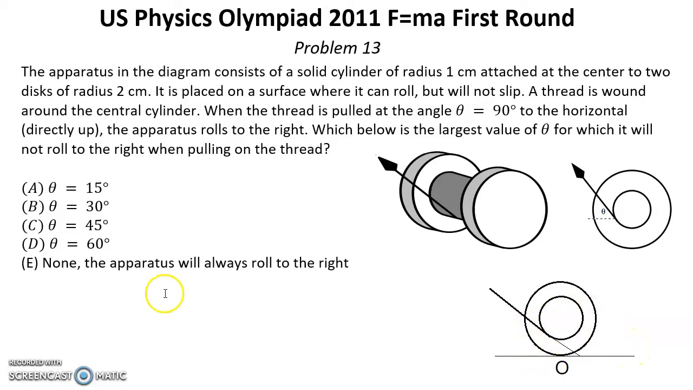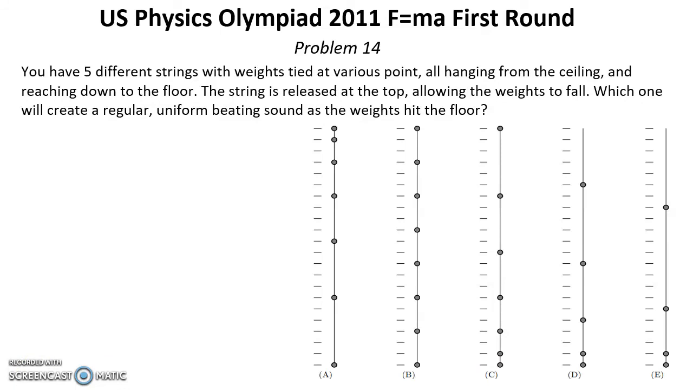So the solution is 60 degrees. That's the critical angle for which this extension goes exactly through point O. Problem 14. Solution for this problem you can find below this video in the reference in the description.